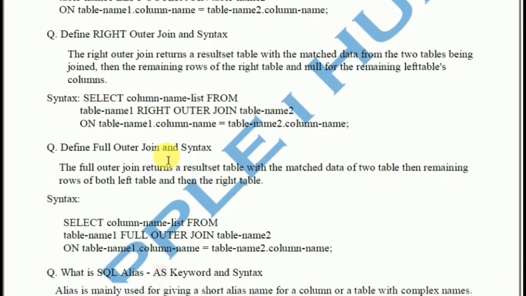Right outer join returns a resultant table with the matched data from the two tables being joined, then the remaining rows will be from the right table. In left outer join, it is the left table. In right outer join, first it will take the right table and null values for the remaining left table.